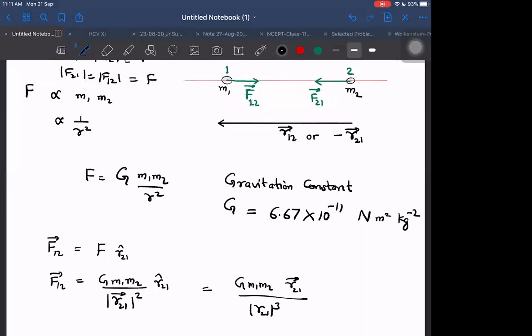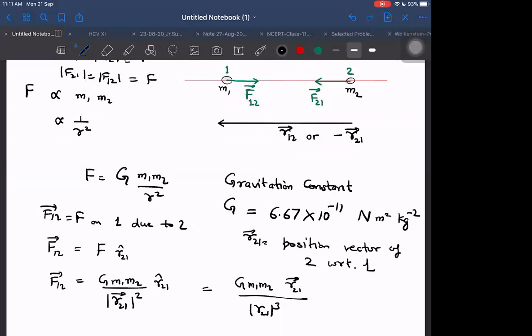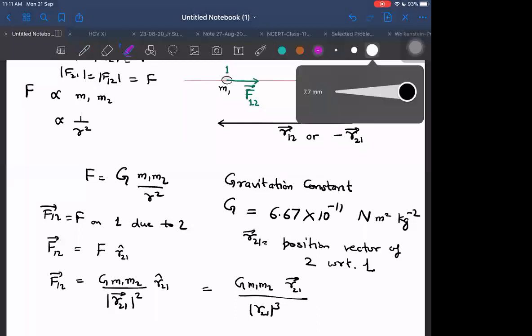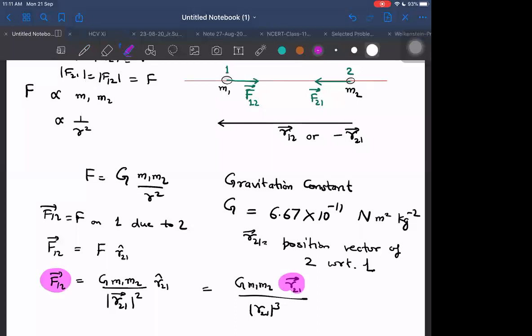That is F12, force on 1 due to 2. We have to read F12 as force on 1 due to 2, and we have to read R21 as position vector of 2 with respect to 1. So here we have to notice that on the left hand side it is F12, but on the right hand side it is R21.